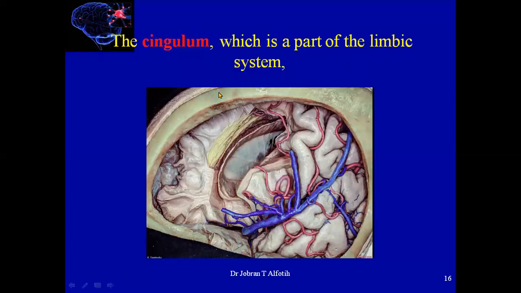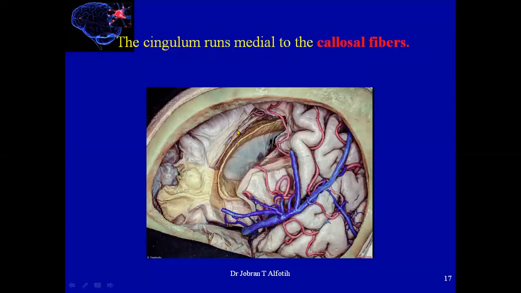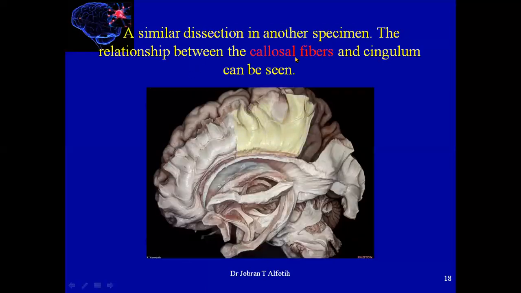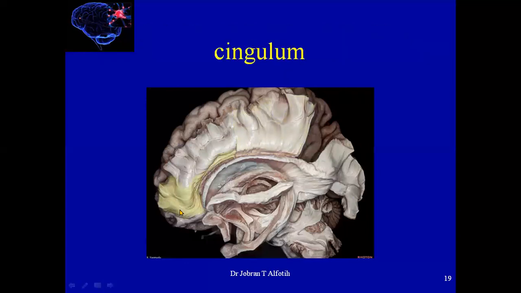The cingulum is a part of the limbic system and is above the corpus callosum, and the cingulum runs medial to the callosal fibers. This is the callosal fibers, this is the cingulum, this is the lateral and this is the medial side. And here we have a similar dissection in another specimen. The relation between the callosal fibers, as we see on the lateral side, and the cingulum on the medial side.